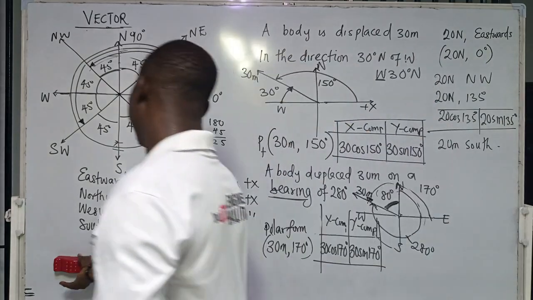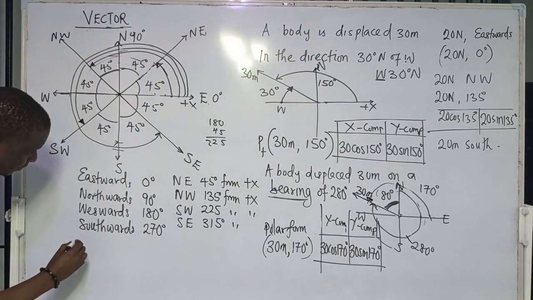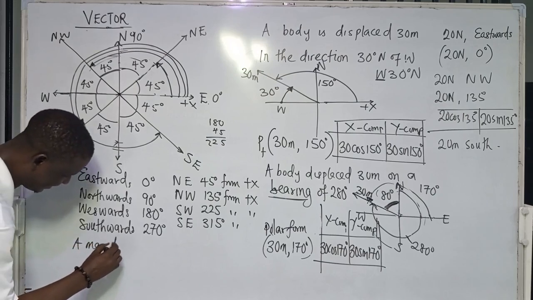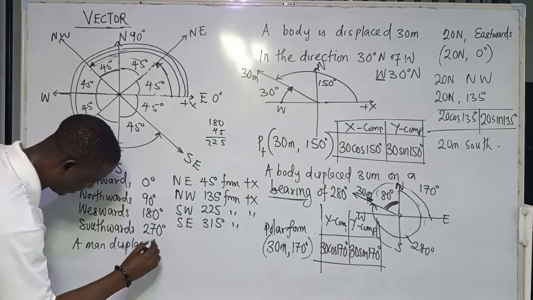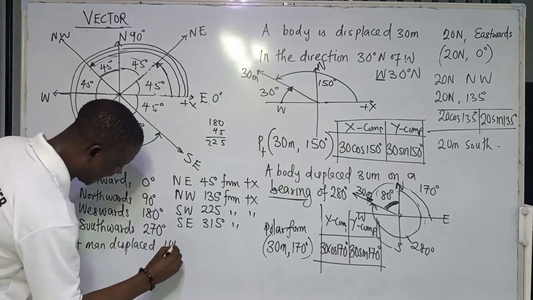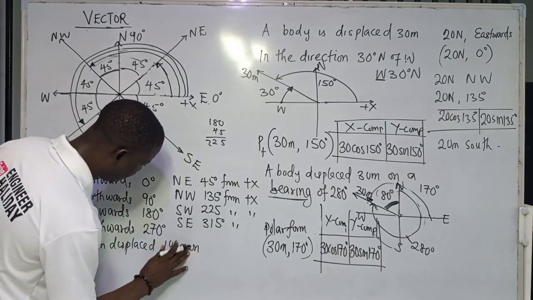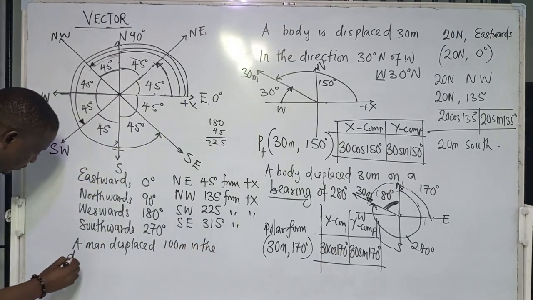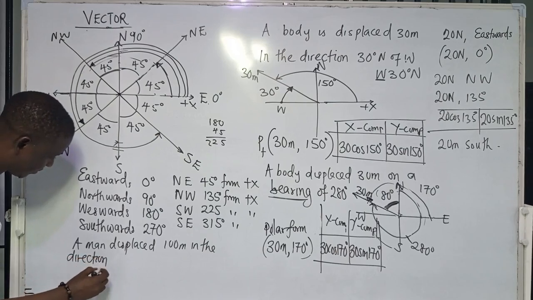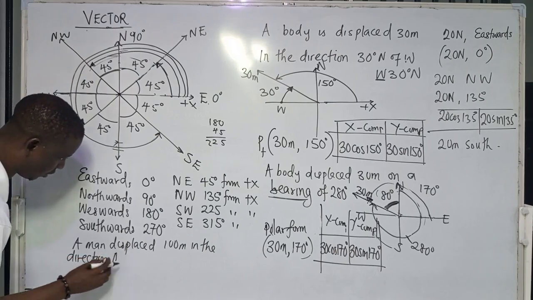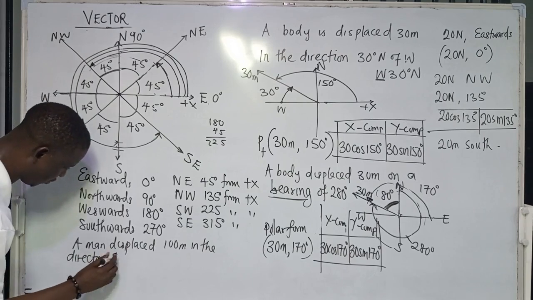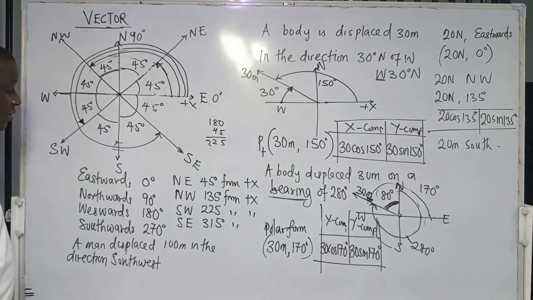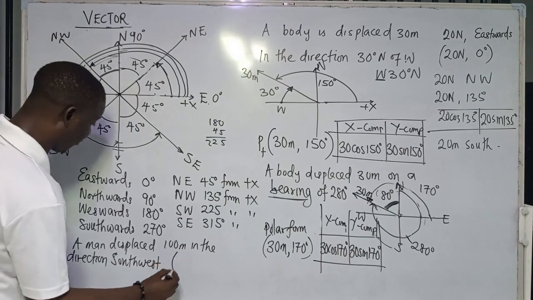And don't forget, for example, if I say a man displaced 100 meters in the direction, let's say south west. Southwest. Now how do we resolve this one in polar form?